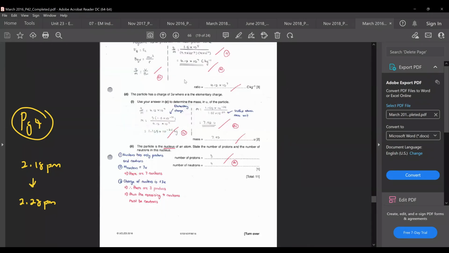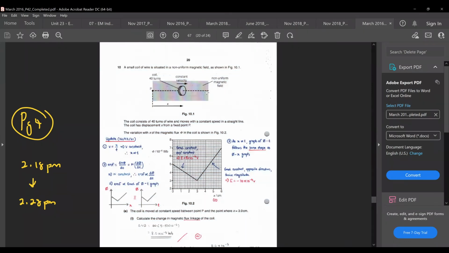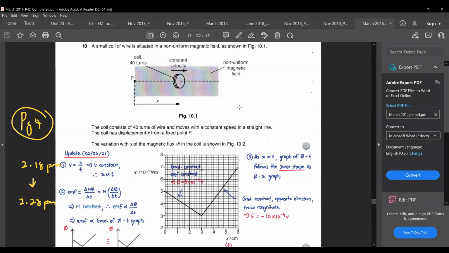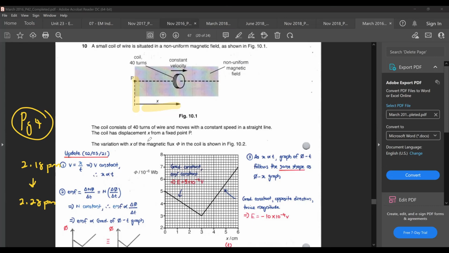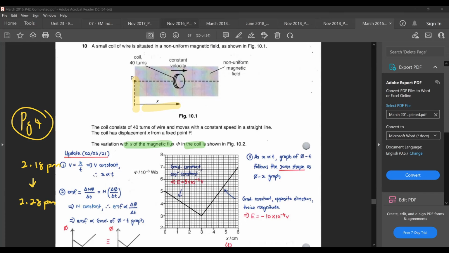Okay, right. They tell you that you have a small coil that is situated in a non-uniform magnetic field as shown in figure 10.1. The coil consists of 40 turns of wire and moves at a constant speed in a straight line. The coil has displacement x from point P. So you have a displacement of x from point P here. The variation with x of the magnetic flux in the coil is shown in figure 10.2. Okay, this is the variation in flux of the coil shown by this graph here.